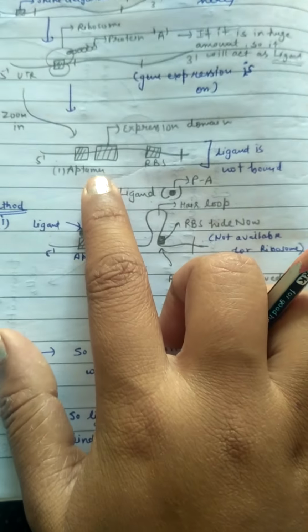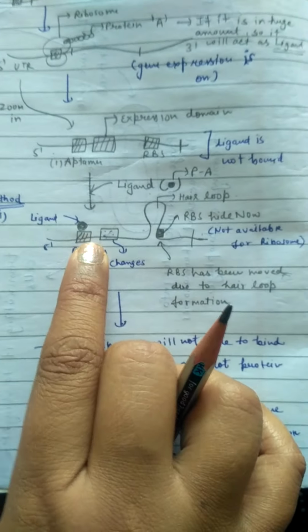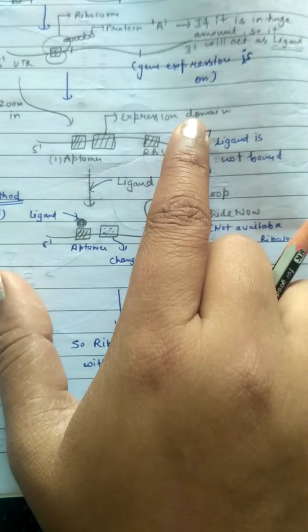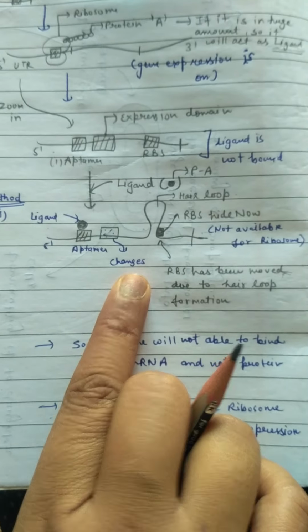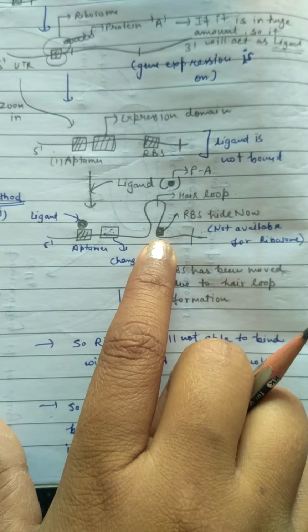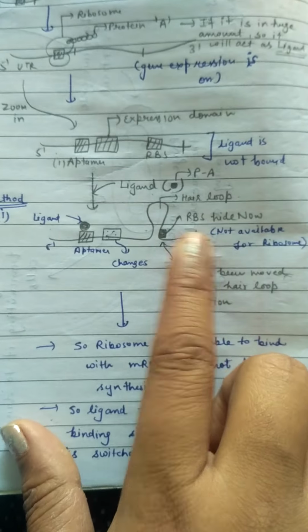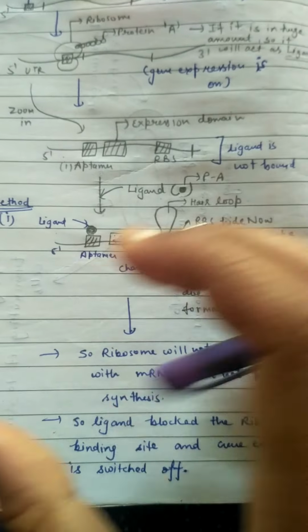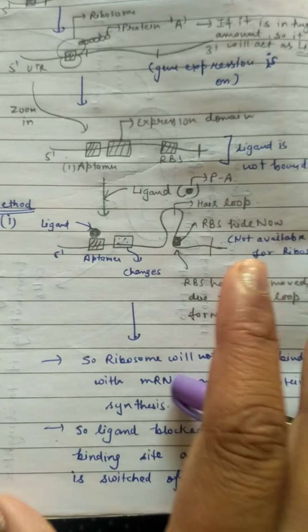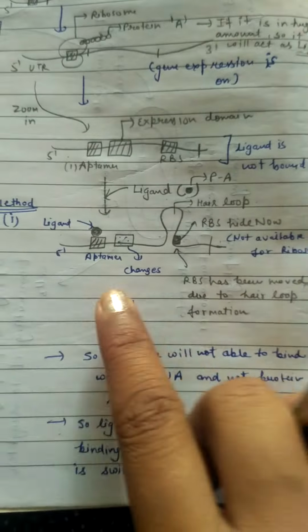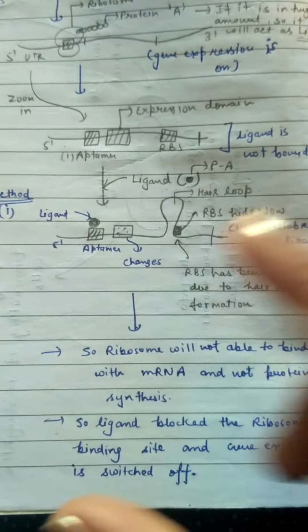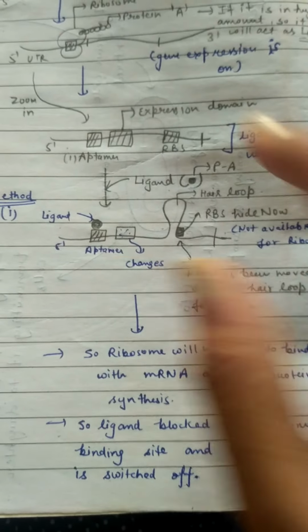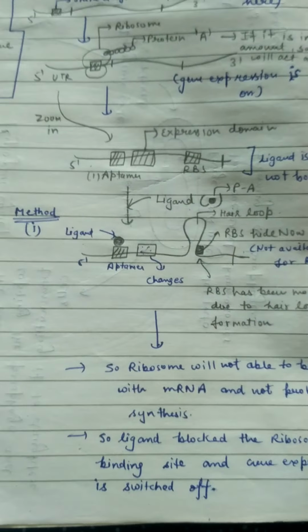And basically you can see when the ligand attaches to the aptamer, there is a change in the expression domain, and due to that change there is a formation of a hairpin loop, and the ribosome binding site is now hidden here. It is not available for the ribosomal subunit attachment. So this is what happens during the inhibition of gene expression when protein A is present in huge amount.